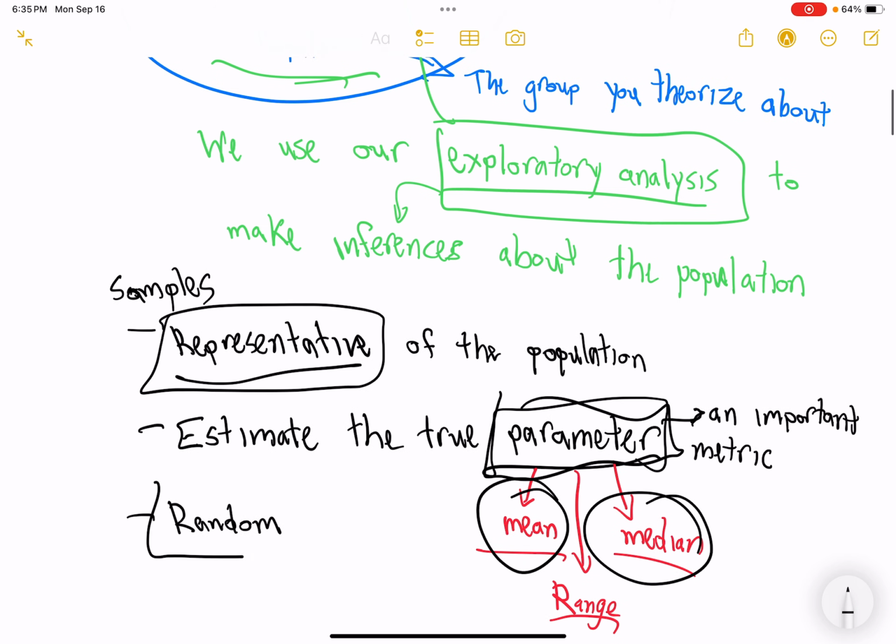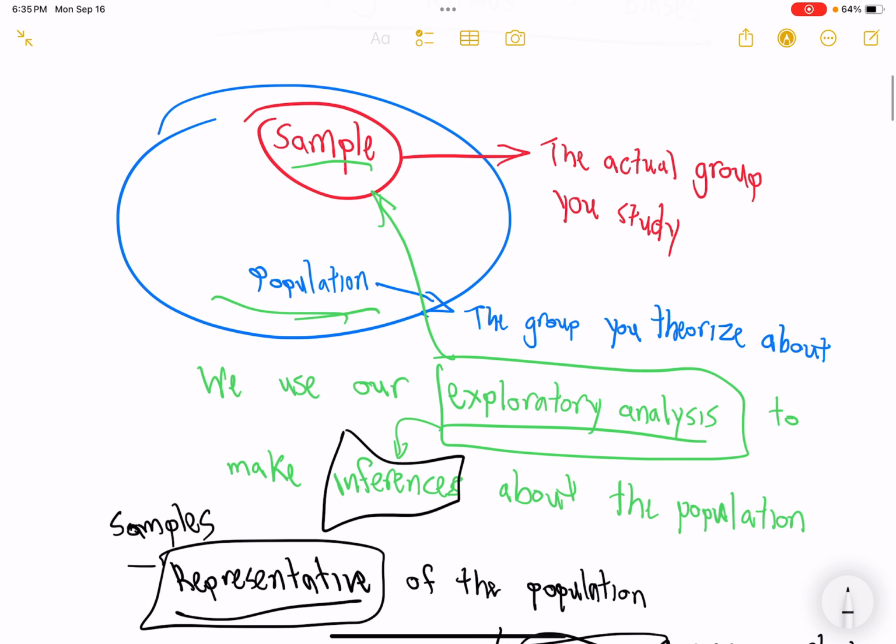We want to keep our samples random. We want to form inferences using our sample to divine things about our greater population.